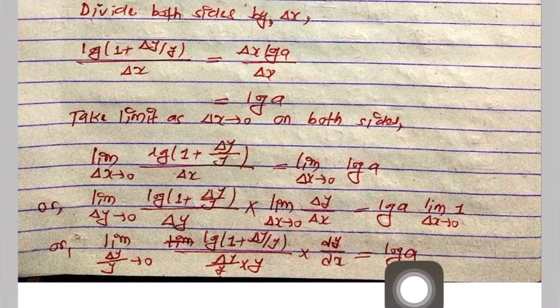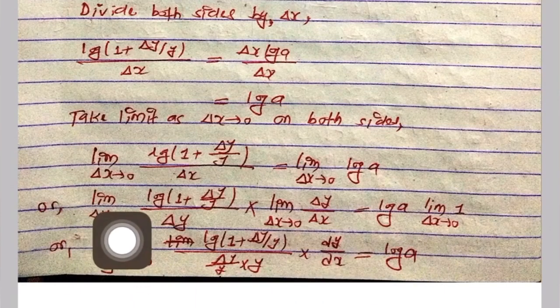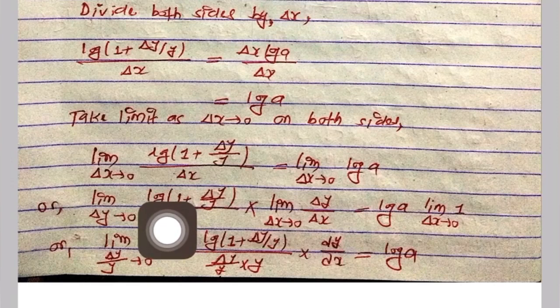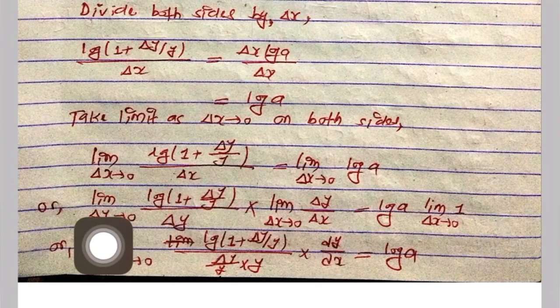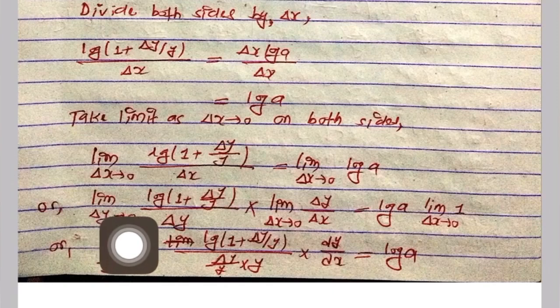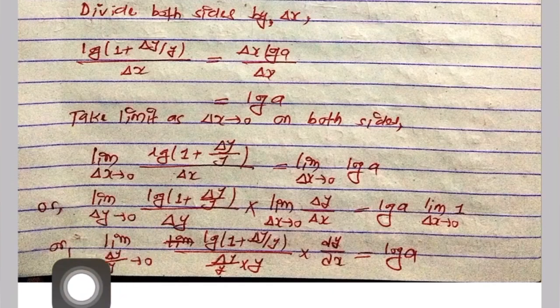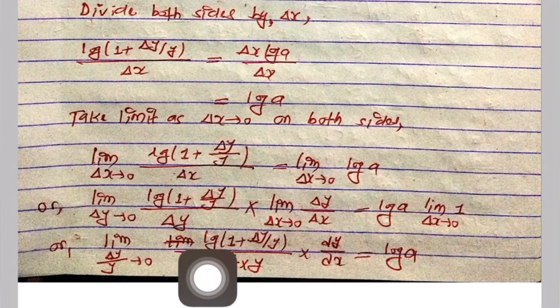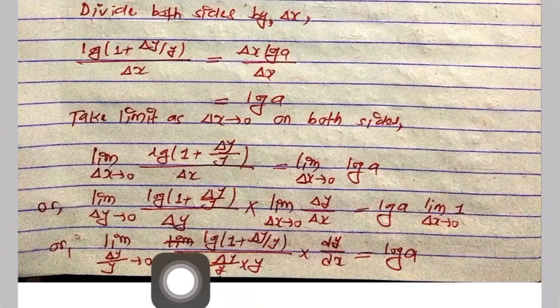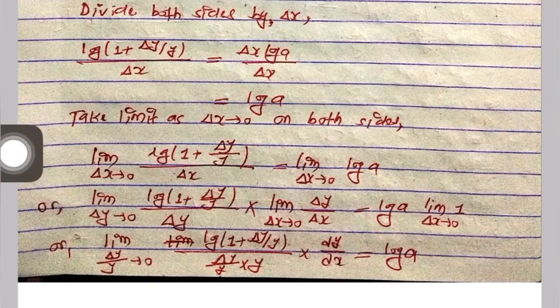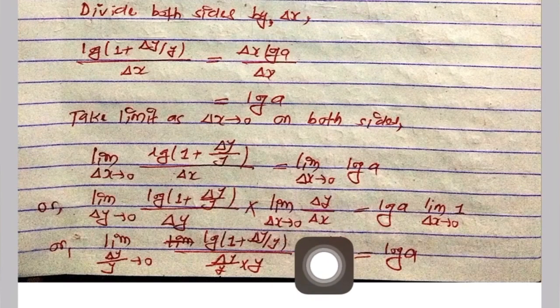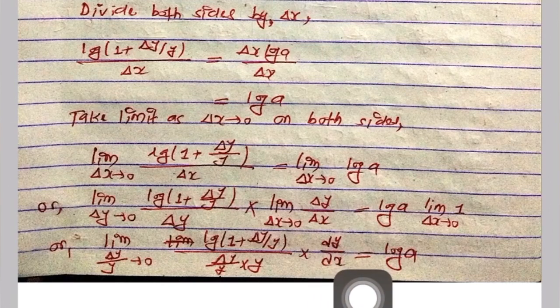So on the right hand side there is log a only, but on the left hand side we have to arrange. Inside the log function there is log of (1 plus del y by y), so we make limit del y tends to 0 as limit del y by y tends to 0. So log of (1 plus del y by y) is there, and in the denominator we arrange del y by y times y. And the term limit del x tends to 0 of del y by del x is nothing but dy by dx, which is the derivative of y with respect to x.